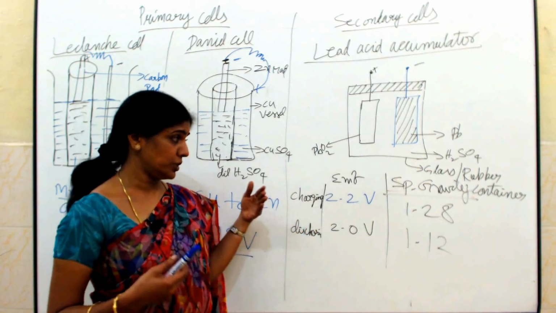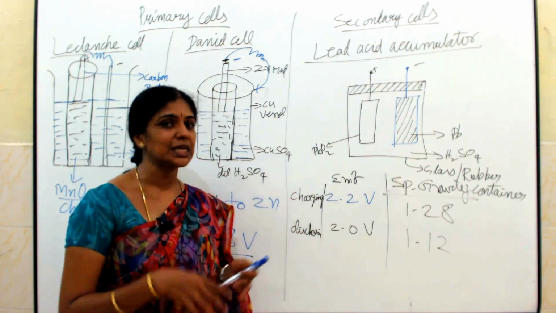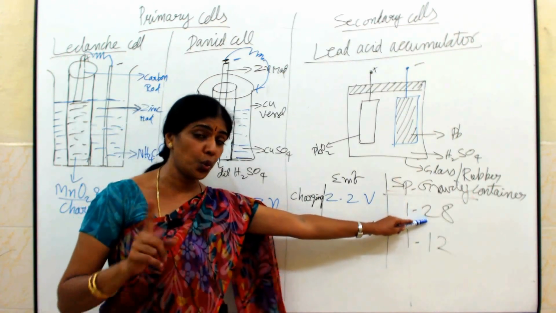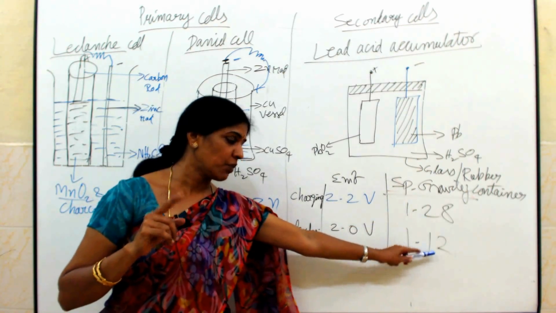How do you check or monitor a secondary cell? Only by monitoring its specific gravity. During charging, it should be 1.28. During discharging, it should be 1.12.